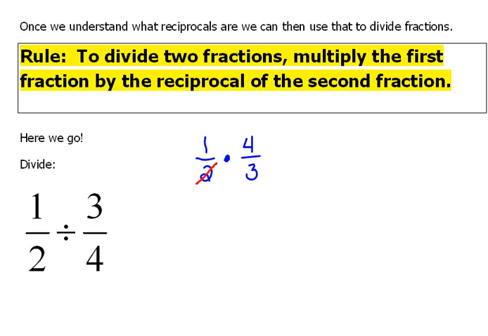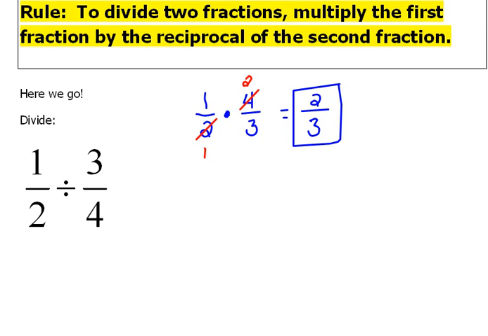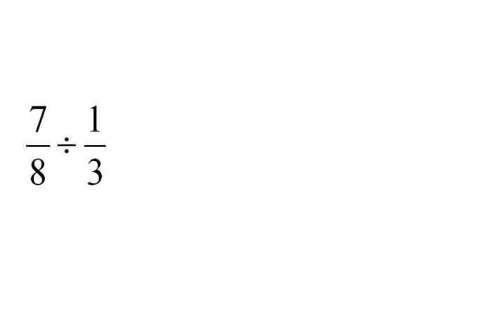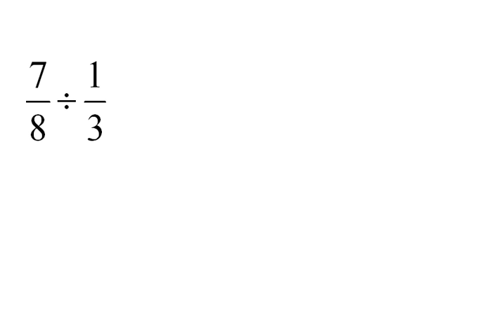So 2 will go into 2 once, 2 will go into 4 2 times, and 1 times 2 is 2, and 1 times 3 is 3. So that division problem, the answer is 2/3. Let's try it again. Here we have one that says 7/8 divided by 1/3.